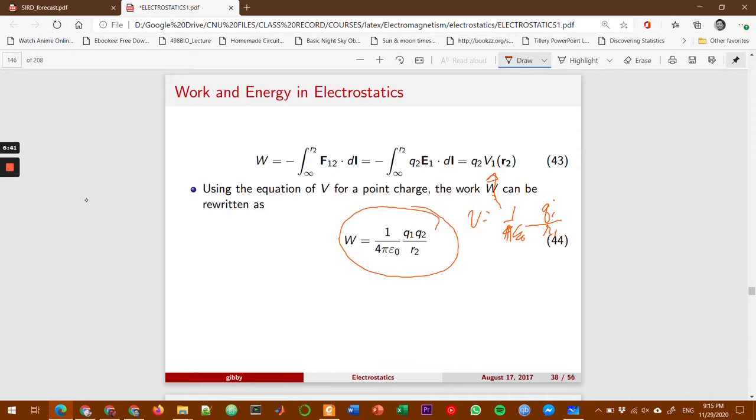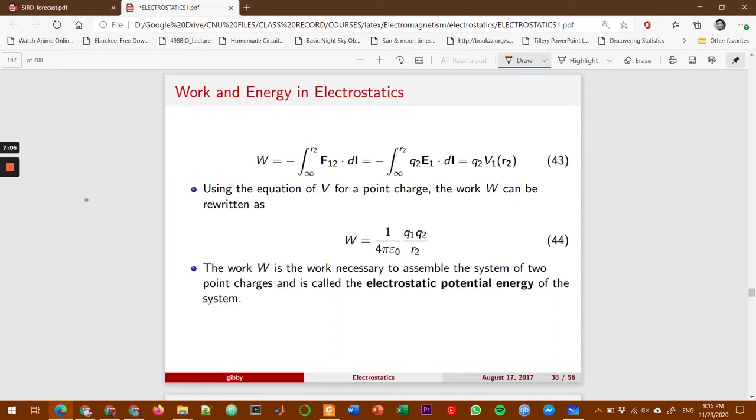Now, this is for the case wherein there are two charges, right? So we have charge Q1 and then charge Q2. What is the work needed to assemble this? To assemble Q2, it comes from infinity, and then you bring it to a distance R2. Okay, that's it.